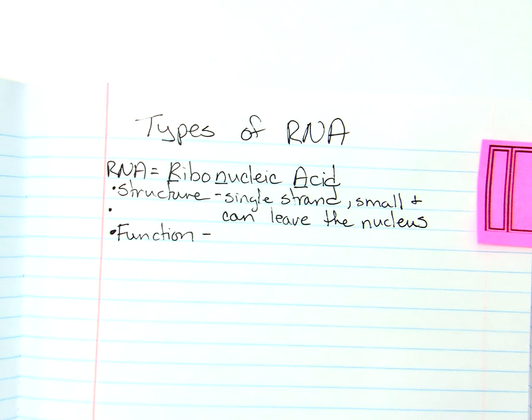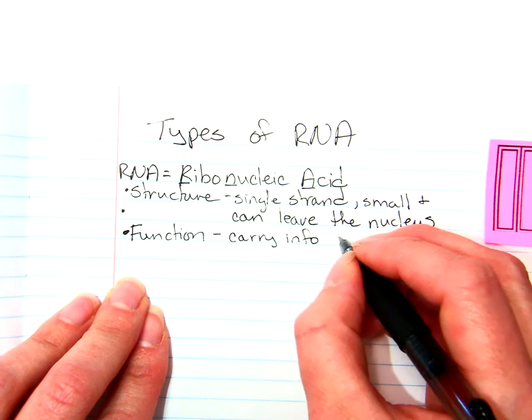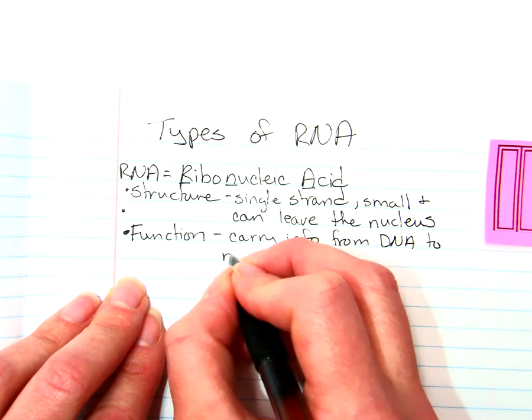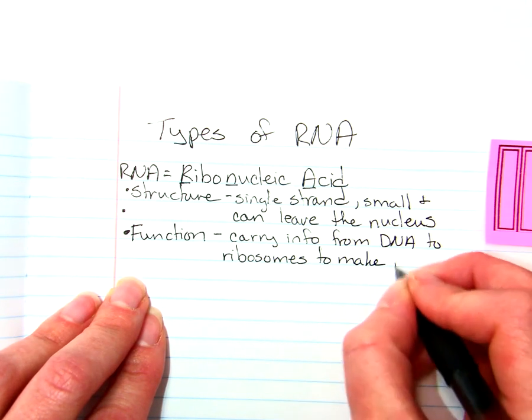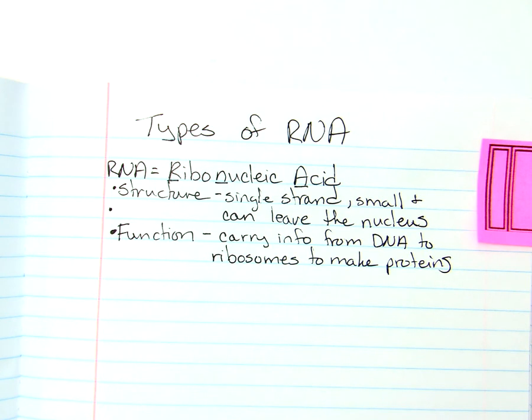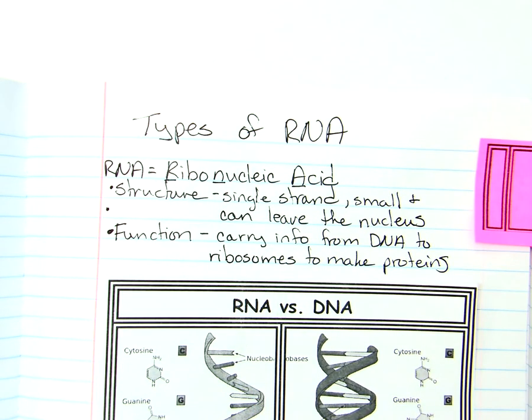Primary function of RNA. Our function is to carry information from the DNA, which is stuck inside the nucleus, to the ribosomes to make proteins. And that's the name of our unit that we're starting, protein synthesis. Our first foldable we're going to glue in is the one that says RNA versus DNA.